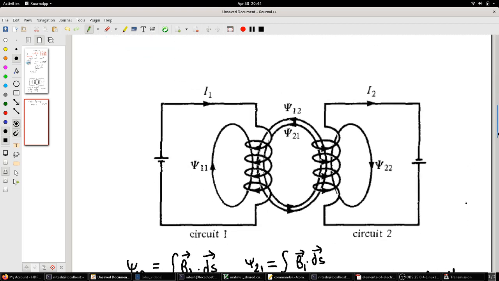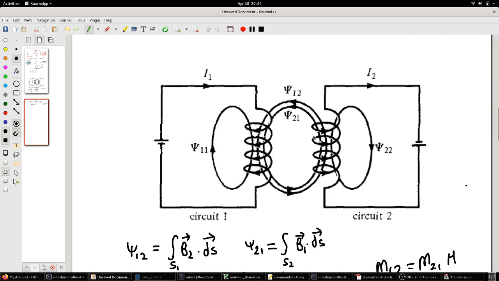So now let's assume a circuit which has two inductances. These two inductors have currents flowing in this direction. There is a current I2 flowing in this circuit, and there is a current I1 flowing in this circuit. Now a magnetic field B1 will be created because of this current.